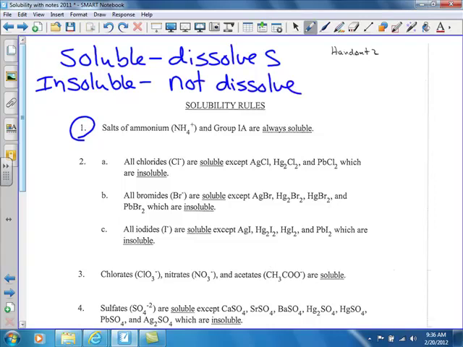Because sometimes we get confused about what soluble and insoluble mean. Now, going back to this first rule, if you learn it, it will help you quite a bit. The first rule is all group 1 elements are always soluble, and so are salts of ammonium. If you learn that all group 1 elements, no matter what they're combined with, are always soluble, that will actually help you out quite a bit. But there are other rules you can look at as well.